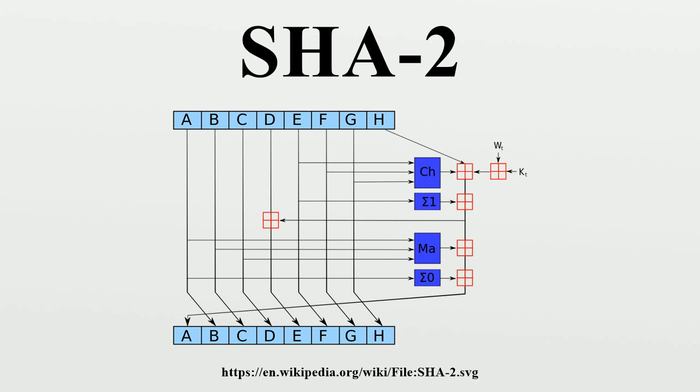Add the compressed chunk to the current hash value: h0 equals h0 plus a, h1 equals h1 plus b, h2 equals h2 plus c, h3 equals h3 plus d, h4 equals h4 plus e, h5 equals h5 plus f, h6 equals h6 plus g, h7 equals h7 plus h.